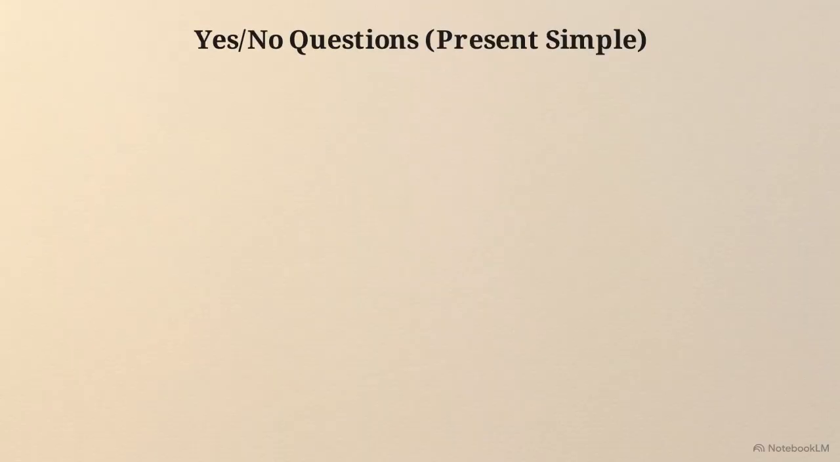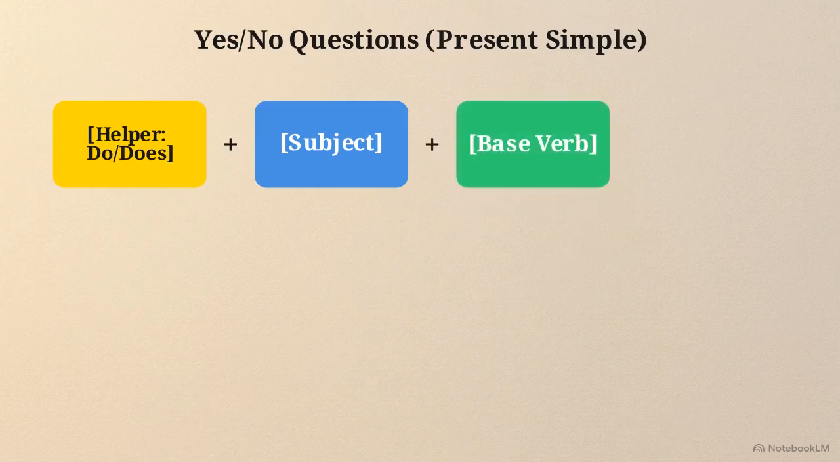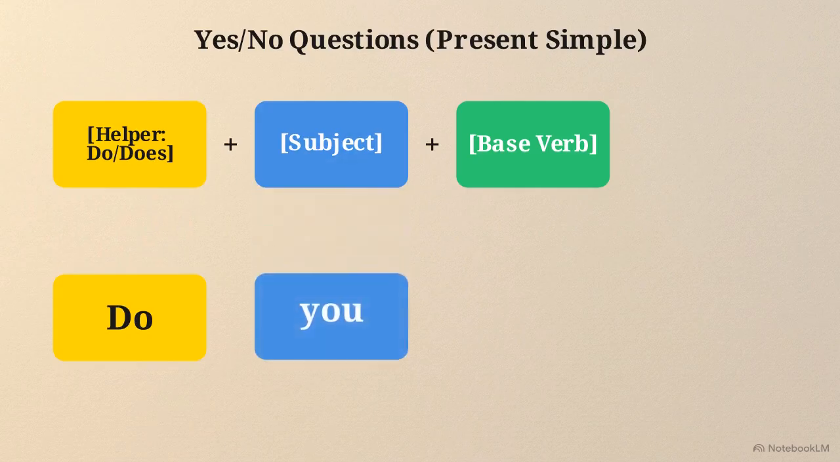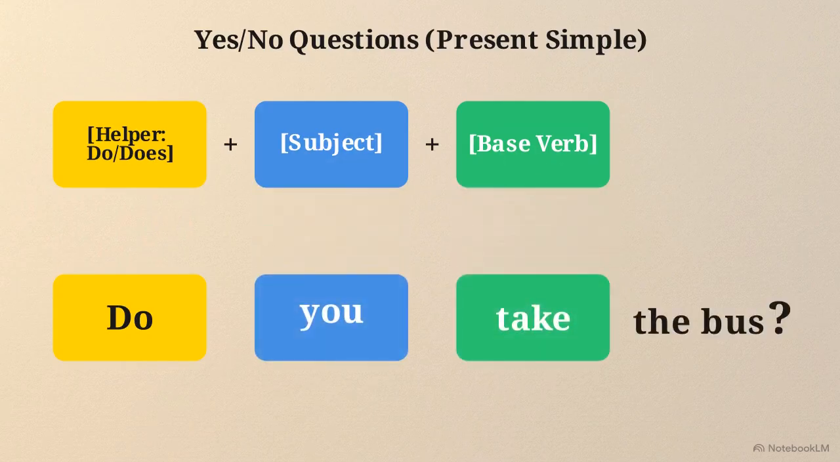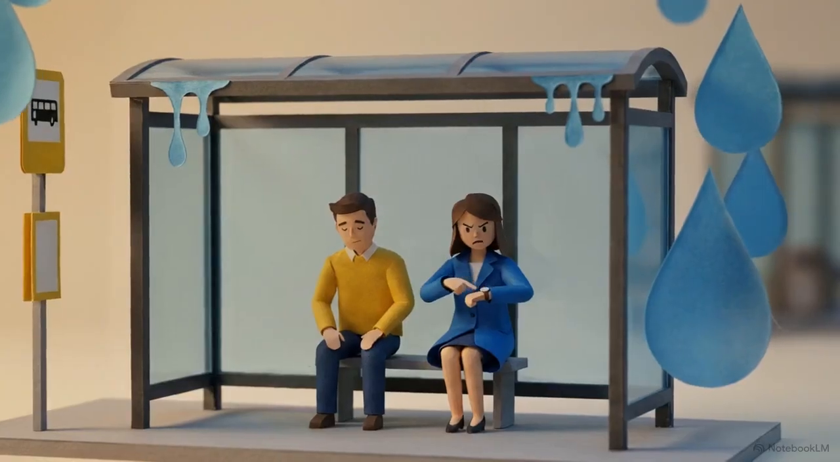To ask a question properly, we build a pattern. Helper word first, then the subject, and the base verb. Following this formula, the woman asks, do you take the bus? We start with do, add the subject you, and the base word take. Leo nods, but they are both getting soaked.